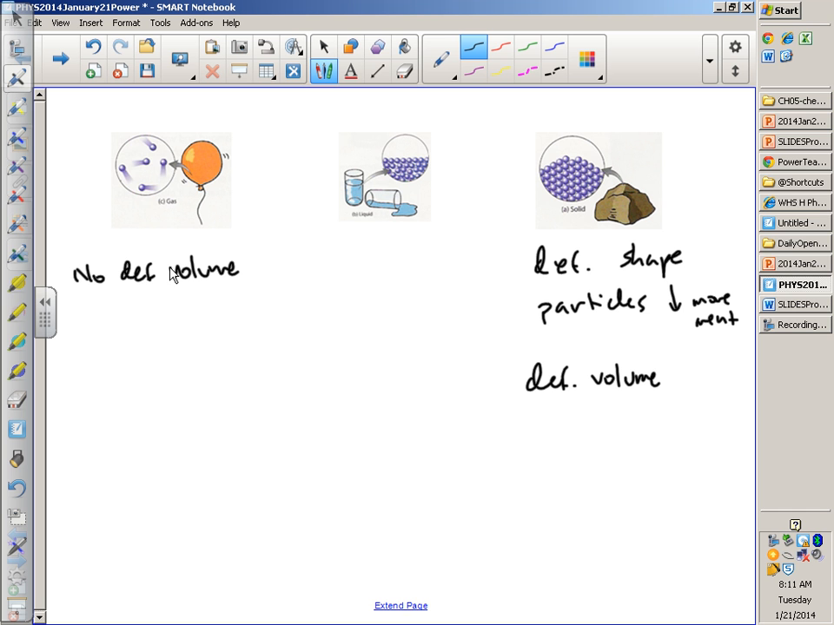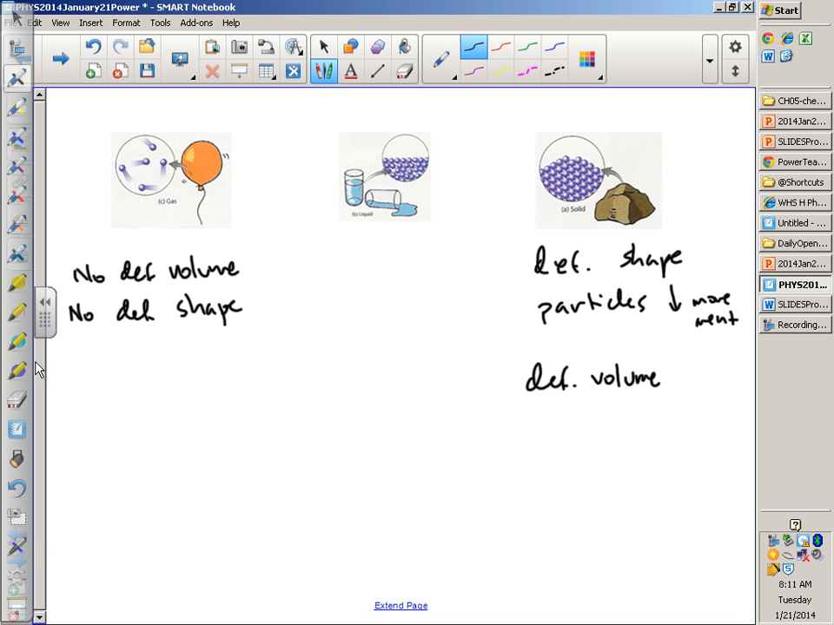What else? We can build off of that. I'm going to take the obvious stuff first. It has no definite volume, but it also has no definite shape. Whatever shape container we put it in, it will fill up that container as well. Volume and shape. What else? Eris, go ahead. The atoms in it move around a lot.